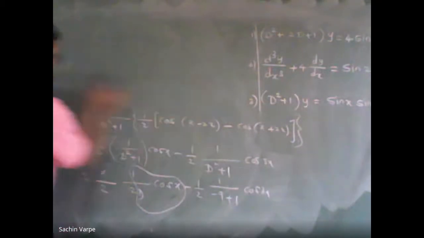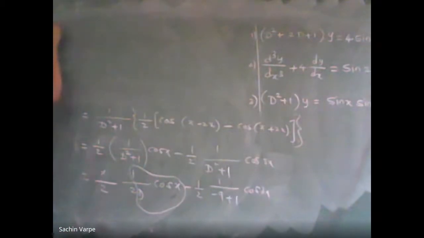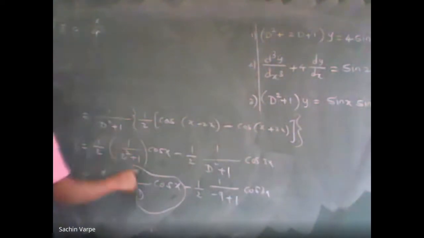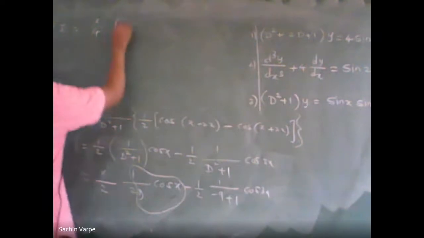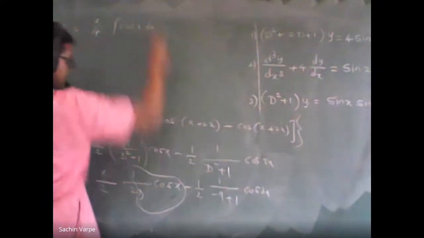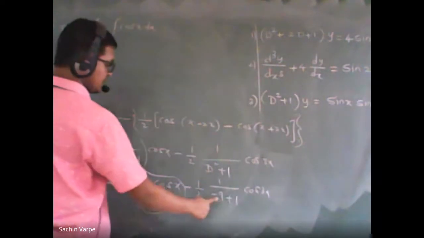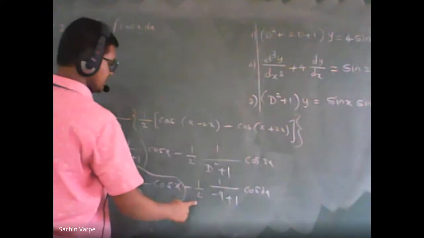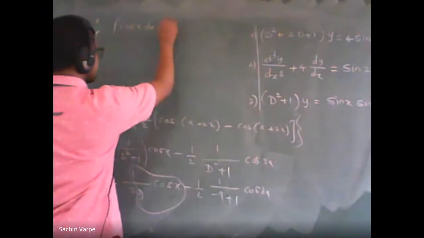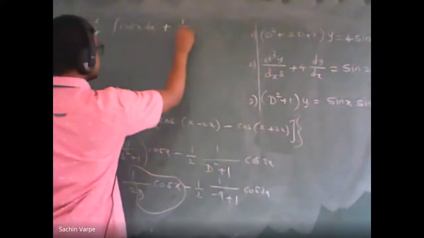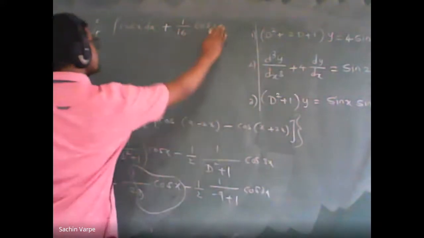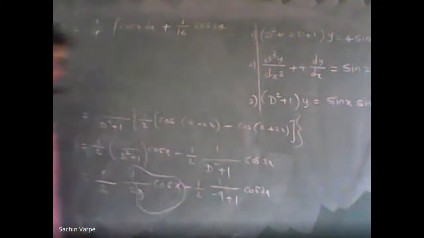So PI is equals to x by 4 and 1 upon d. I'm writing here integration of cos x dx, and here minus 9 plus 1 minus 8, minus minus plus 1 by 16 cos 3x. Please check once.